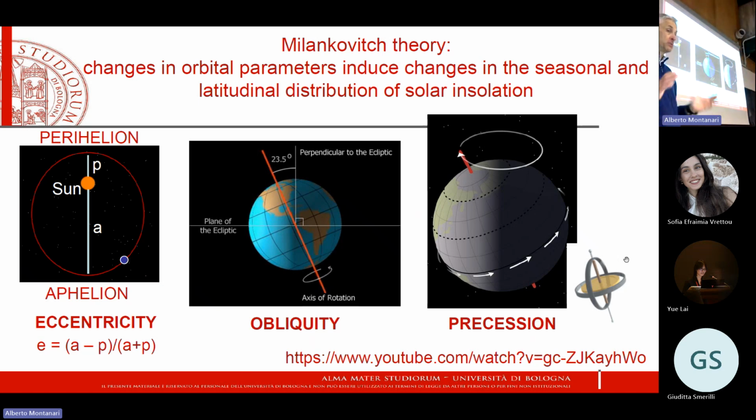And then there is the obliquity, which is the inclination of the Earth's axis. And then there is the precession. The precession is the inclination of the Earth's axis with respect to the overall axis of rotation of the Earth.